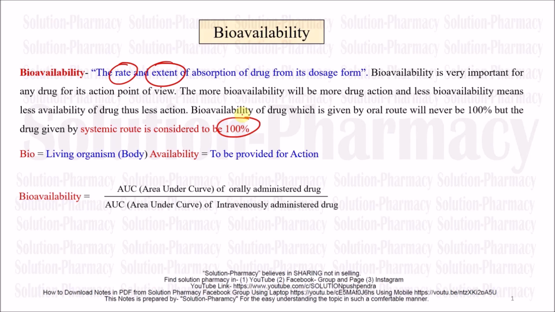because of first pass metabolism. So if we want to calculate bioavailability, we can find it out with the help of this formula: bioavailability is equal to AUC, that is area under the curve of the orally administered drug, meaning the drug taken through the oral route of drug administration, divided by AUC, that is area under the curve of those drugs which are taken through the intravenous route of drug administration, multiplied by 100. This is important. If you want to calculate the percentage, you should multiply it by 100. So this was a basic introduction regarding bioavailability.